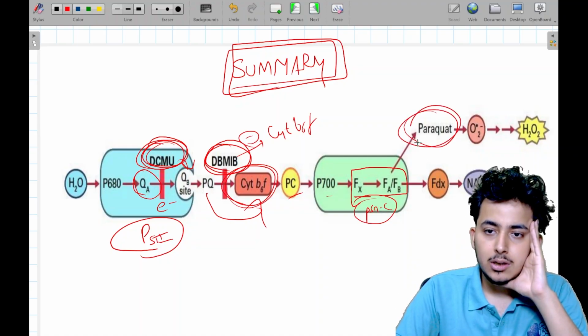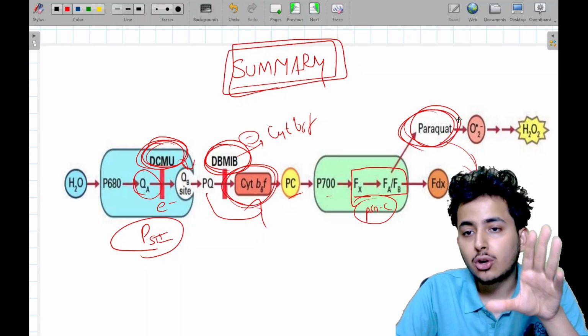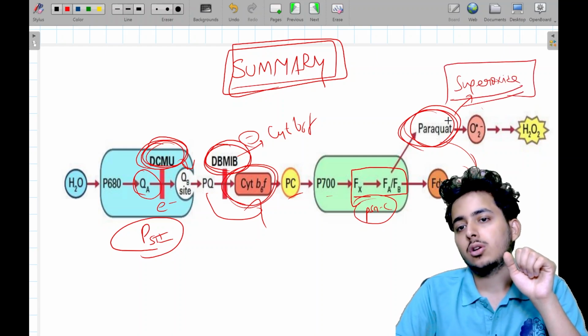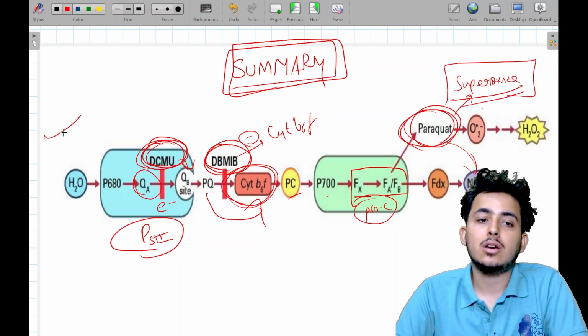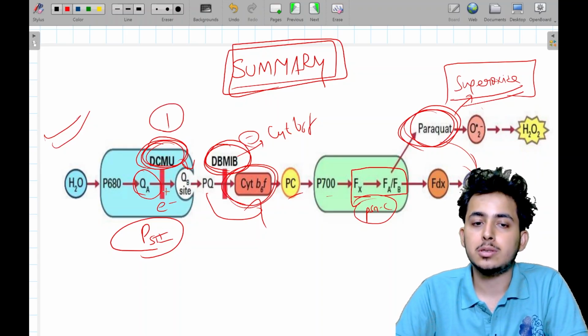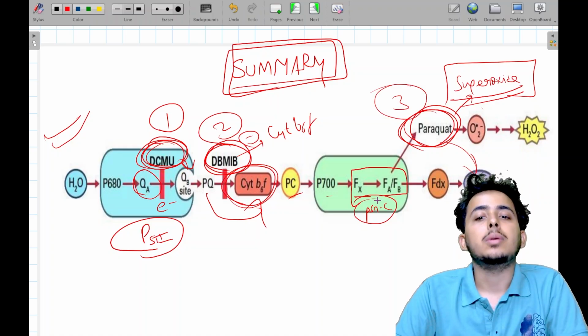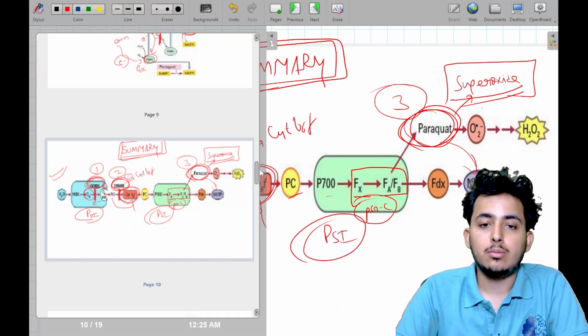Then this paraquat stops the electron flow to NADP plus, and itself it accepts the final electron, and it leads to superoxide formation. These superoxides can damage the lipid component of the thylakoid, and it can lead to damage to the plant. So basically these are all the inhibitors. One is DCMU which inhibits PS2, one is DBMIB which inhibits cytochrome b6f, and the third one is paraquat that inhibits your PS1. This is something you need to remember, guys.